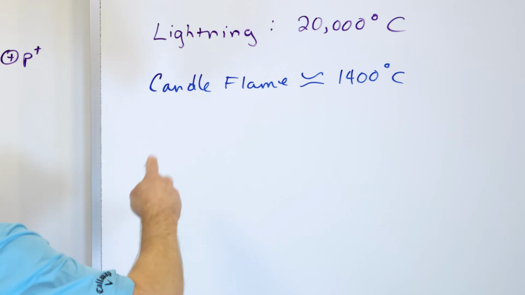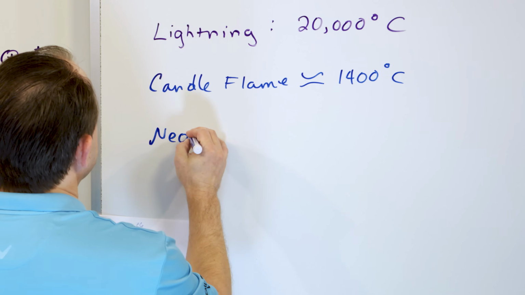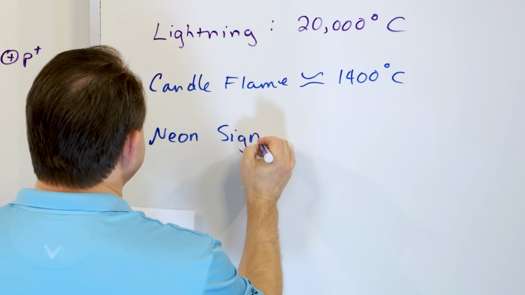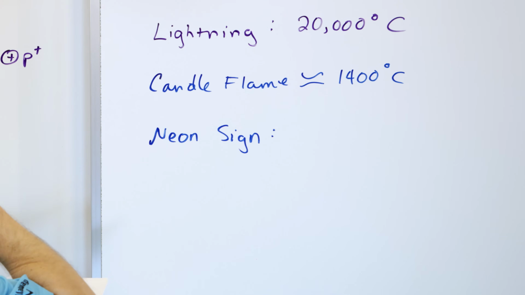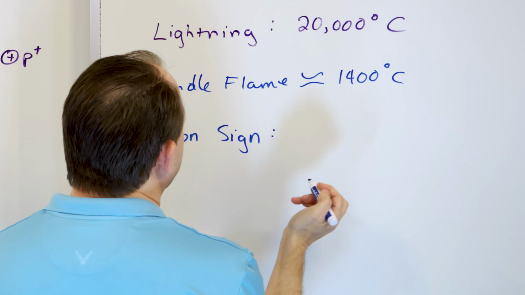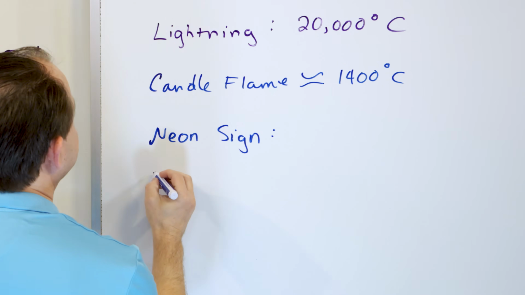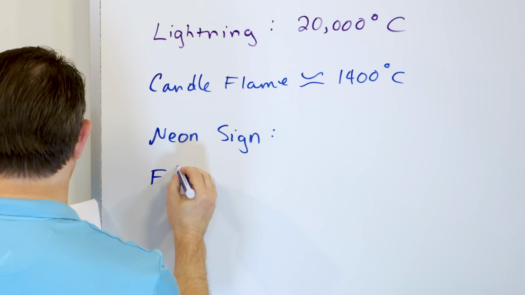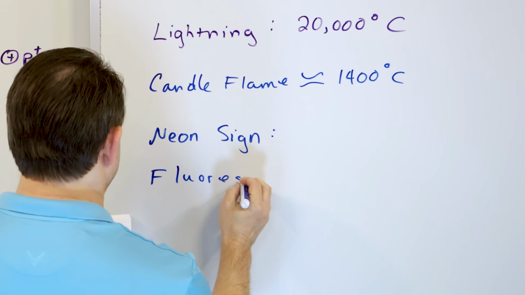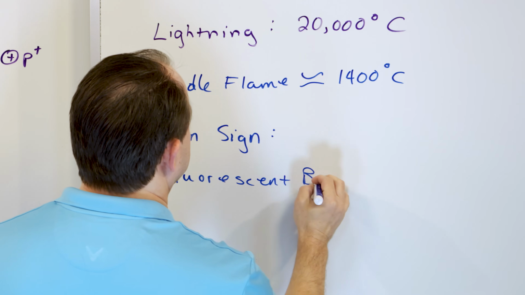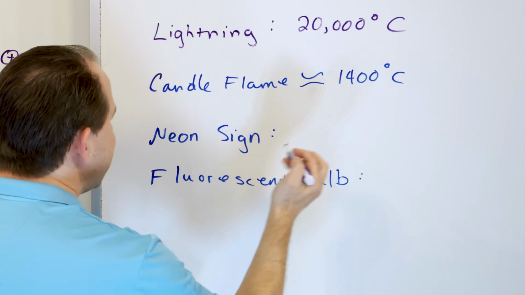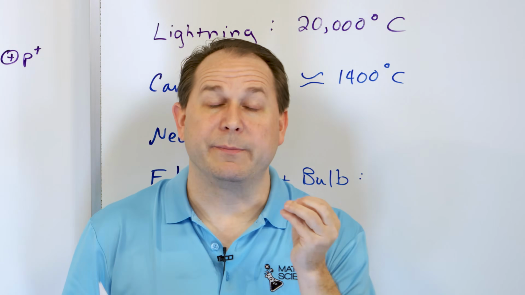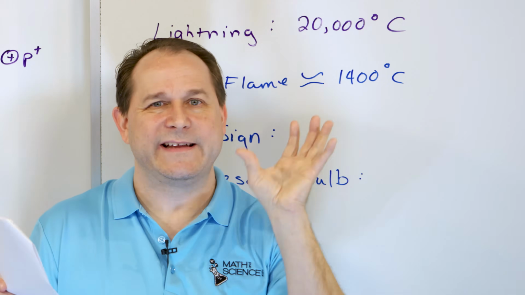But let's talk about neon for a second. Neon sign. And this is interesting, right? In a neon sign, or also in a fluorescent bulb, the same thing has happened. Fluorescent bulbs are these long white lights that are in the ceiling, right?